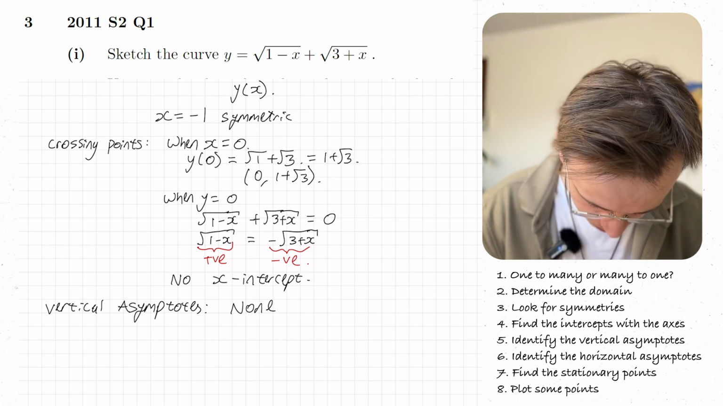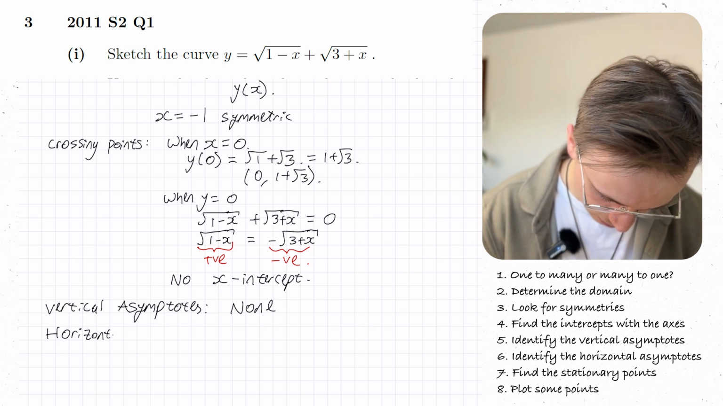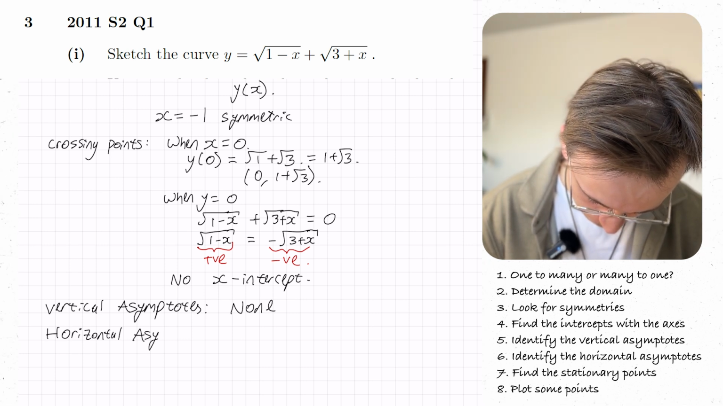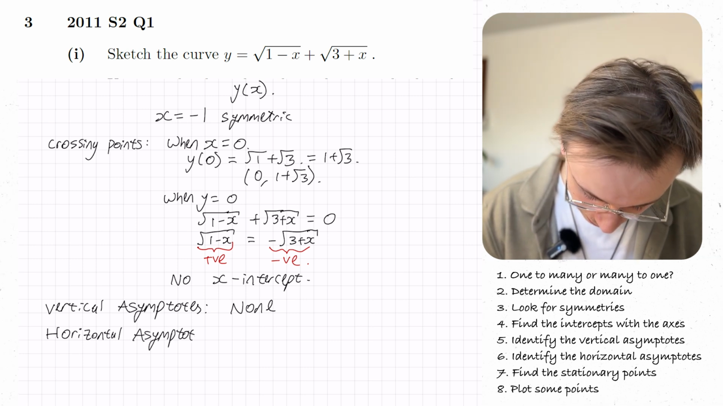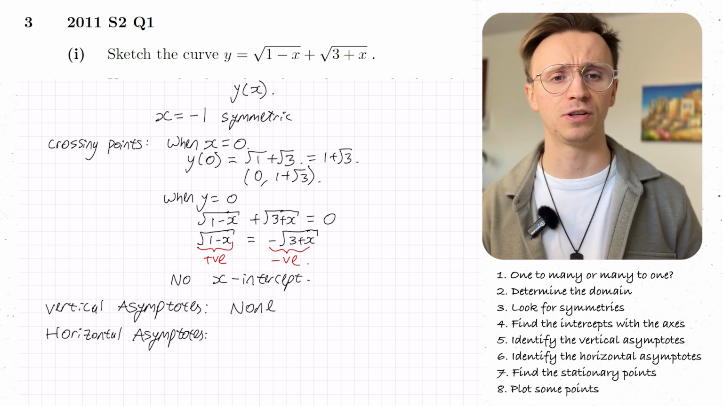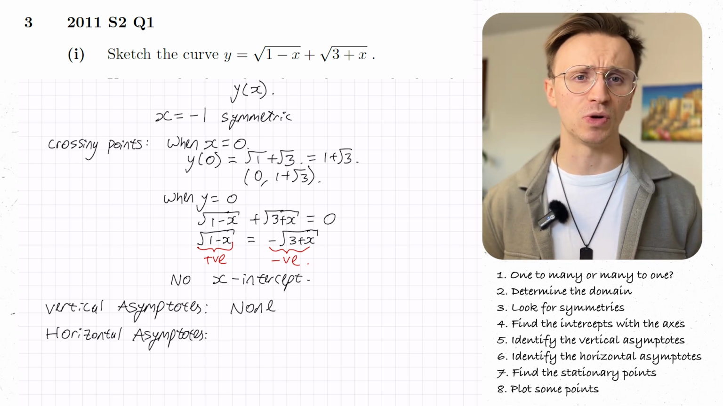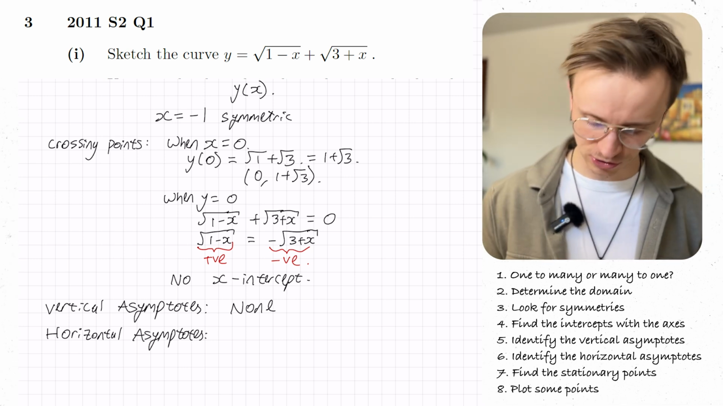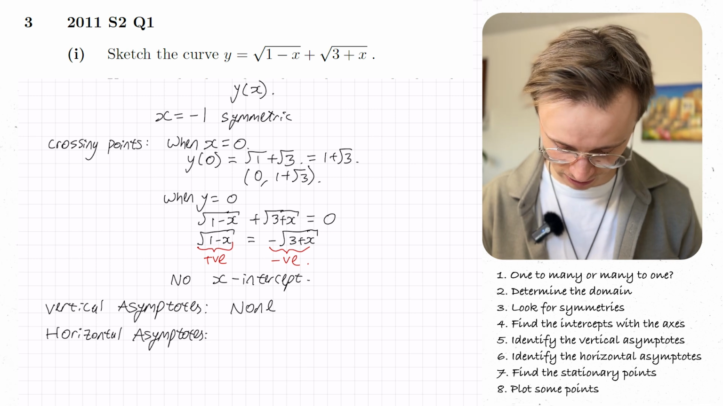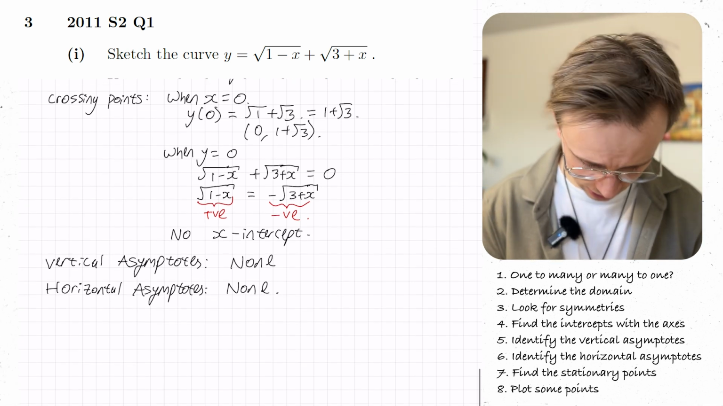And then horizontal/oblique asymptotes. Well, I don't even need to consider them. There might be one. I mean, there isn't actually going to be one for this equation, but I don't need to consider them because I'm only considering between -3 and 1. So there are no horizontal asymptotes, so I can again write none. Okay, so next, turning points.